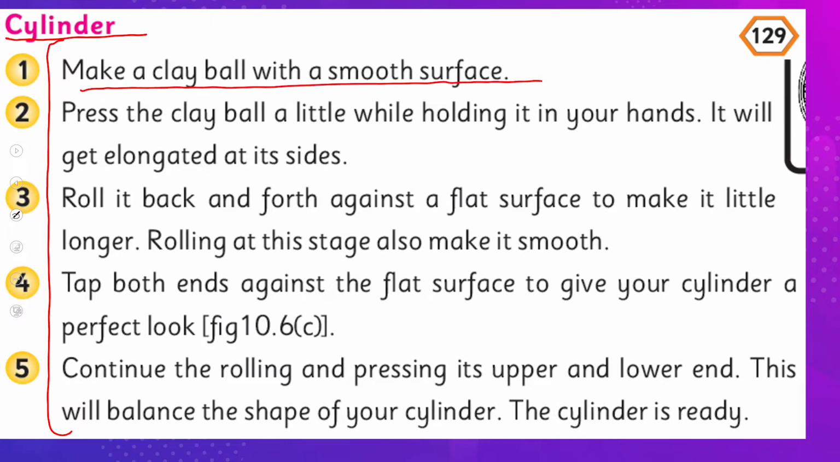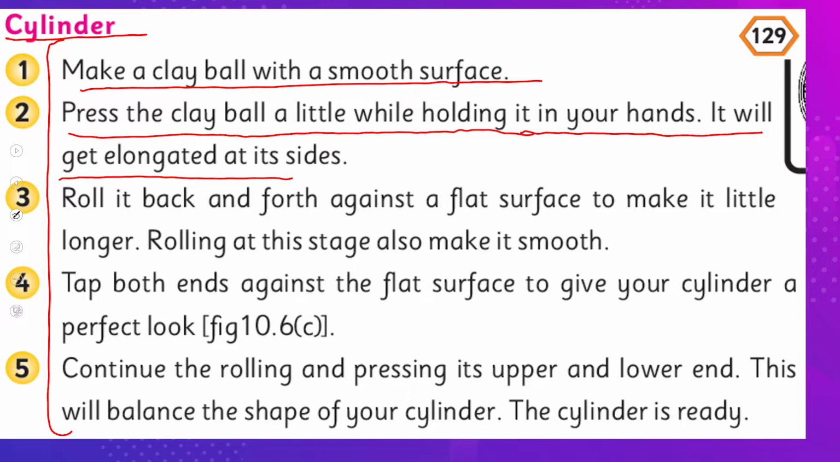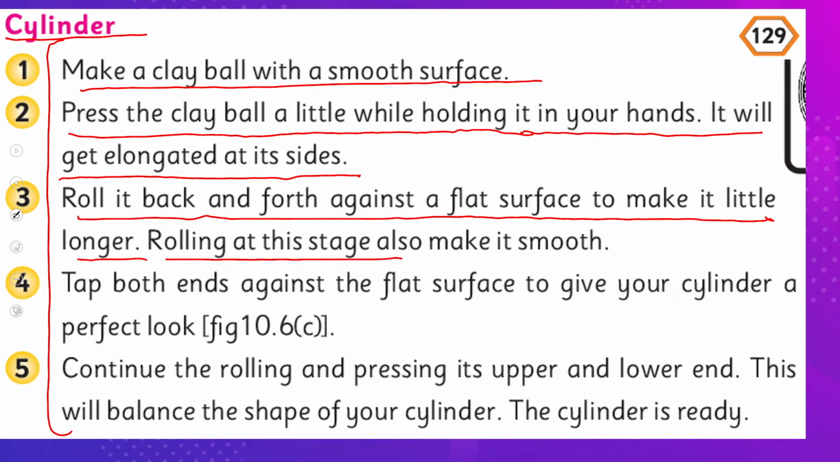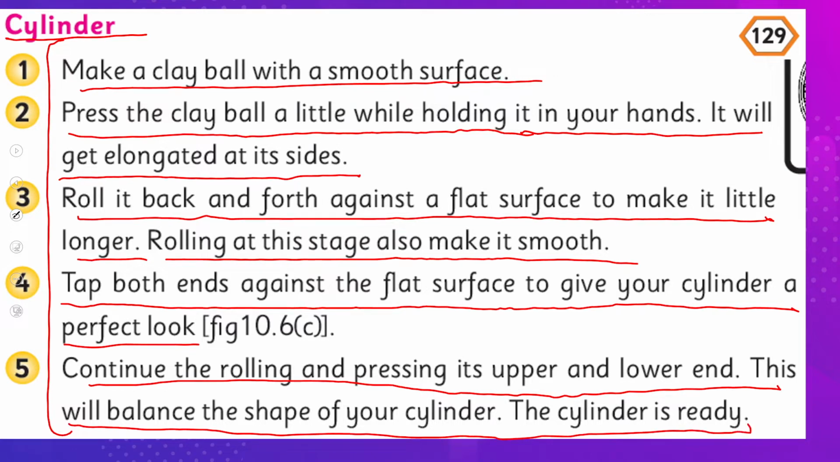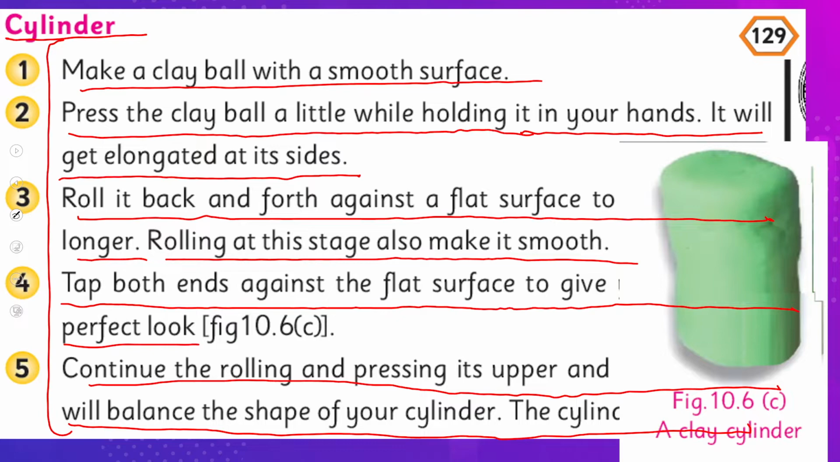Make a clay ball with a smooth surface. Press the clay ball a little while holding it in your hands. It will get elongated at its sides. Roll it back and forth against a flat surface to make it a little longer. Rolling at this stage also makes it smooth. Tap both ends against the flat surface to give your cylinder a perfect look. Continue the rolling and pressing at its upper and lower end. This will balance the shape of your cylinder. The cylinder is ready. So my dear students, this is the cylinder and how you can make it out of Play-Doh.